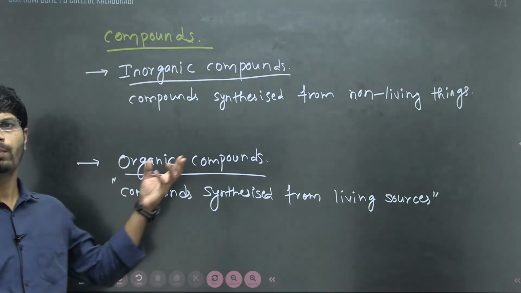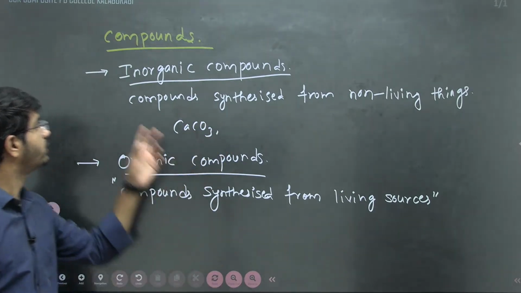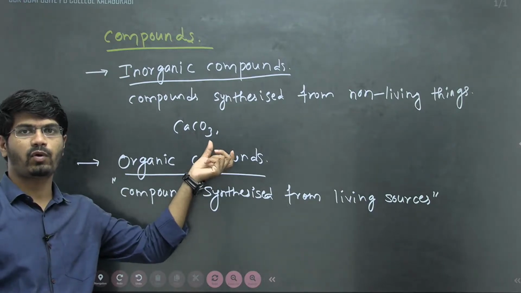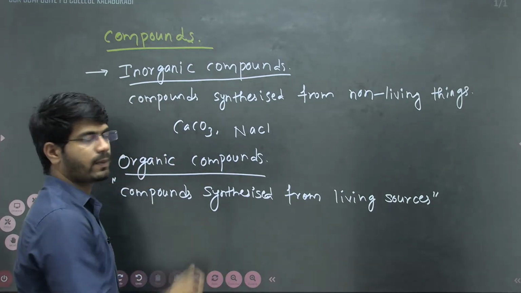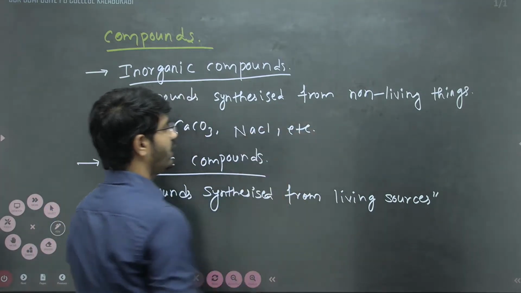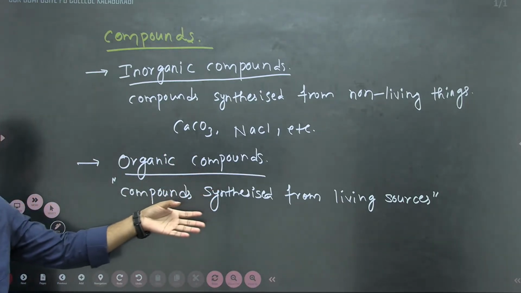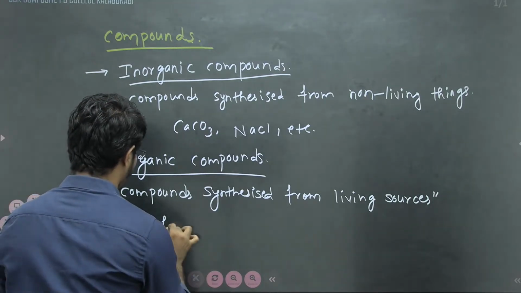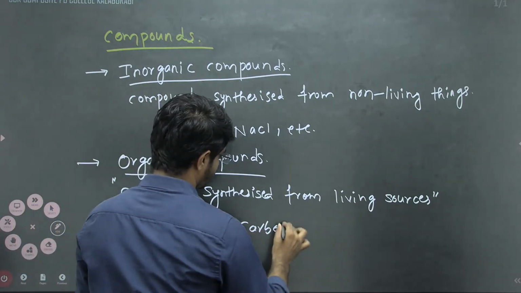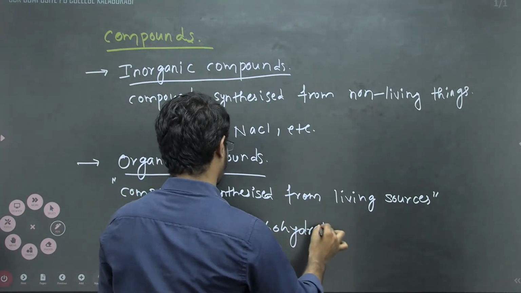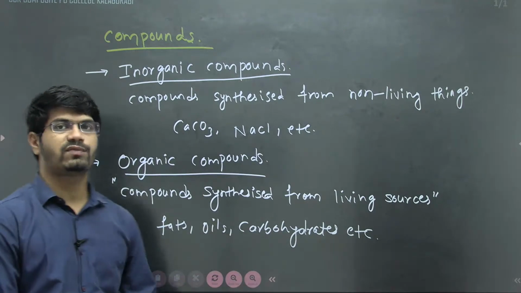Getting? For example, you may write anything over here. I can write calcium carbonate. These are inorganic compounds. Or we can write NaCl, also a compound, inorganic, Na plus Cl minus. Many examples we come across. Correct? Whereas organic compounds are carbohydrates, lipids, fats, oils, etc. So this is our classification of pure substance.